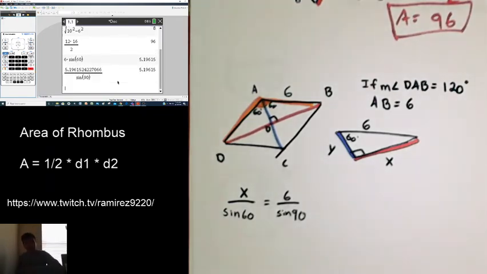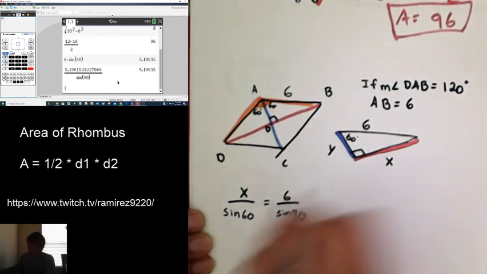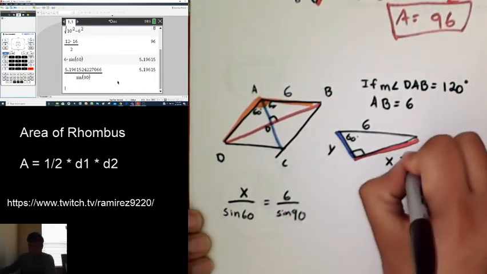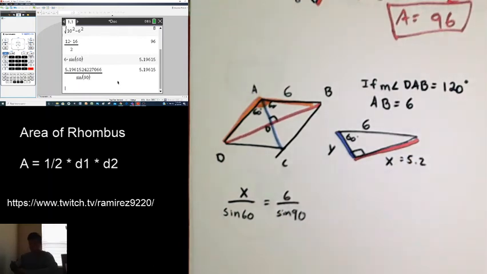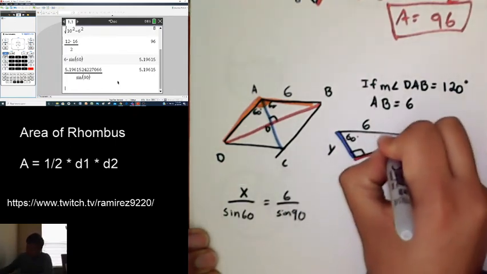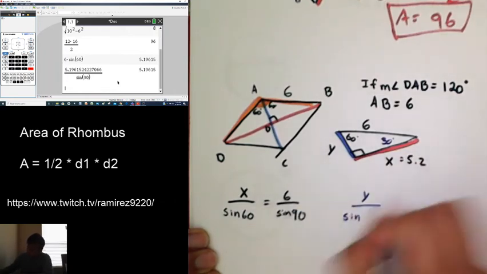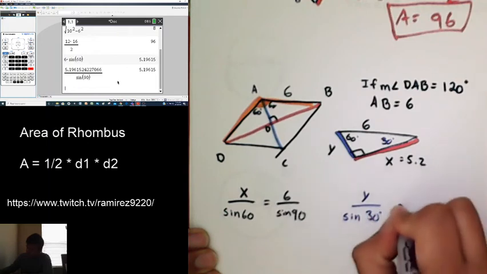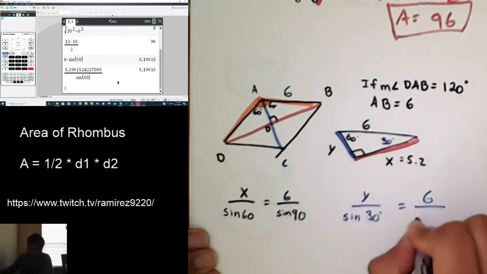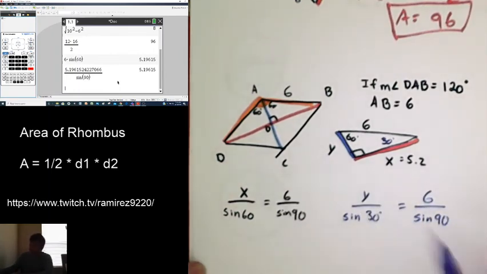The sine of 90 is just 1. Doesn't do anything. So again, 6 times the sine of 60. So I found out that x was 5.2 basically. Now I'm going to go ahead and solve for y. I'm going to do the same thing. Here the angles should add up to 180, so this is 30. Y is across the angle of 30 degrees. And again, I'm just going to use that 6 again, sine of 90.